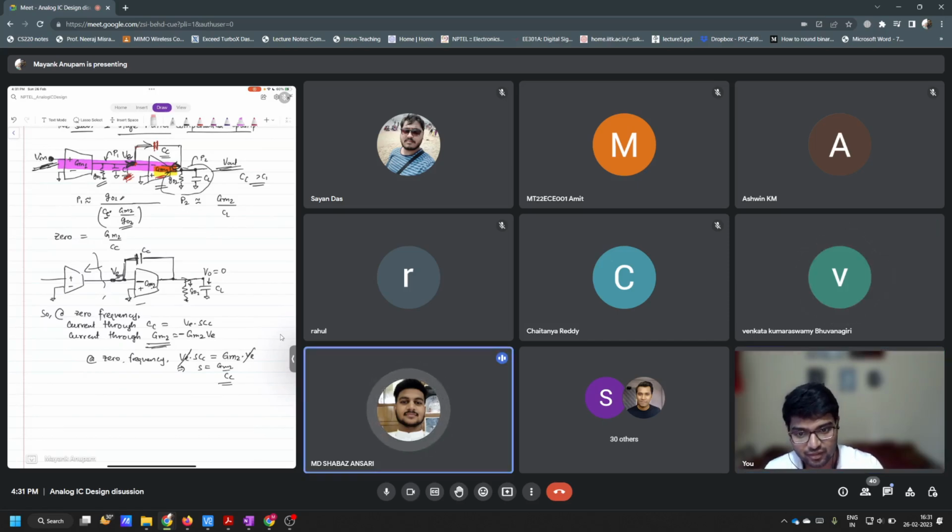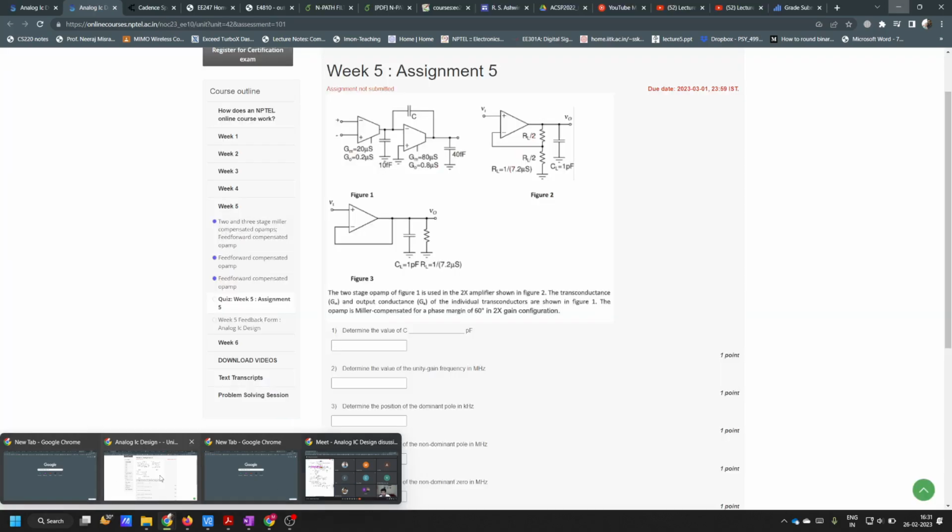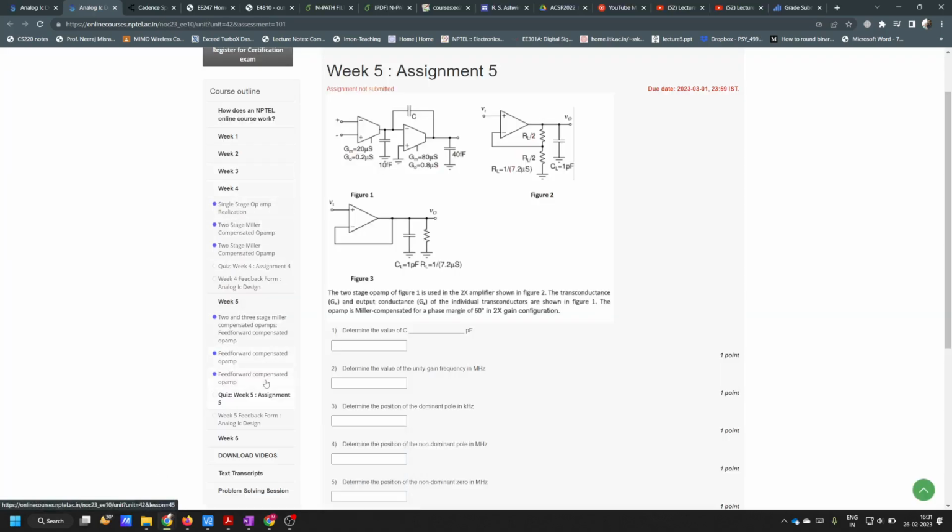Sir, actually, if we consider the quadratic equation, then we got above 99,000 femtofarad. And if you consider the linear equation for calculating C, then we got the range that was given in the question. So what was the assignment question, by the way? Week 4, find the value of C, right? Yes, sir.